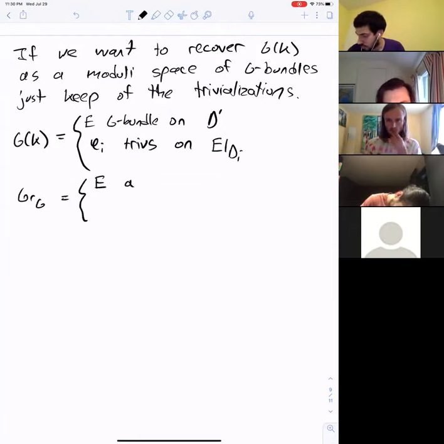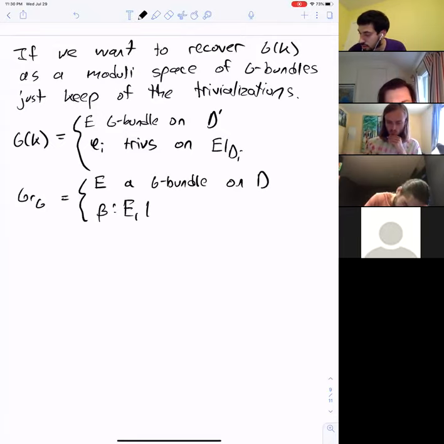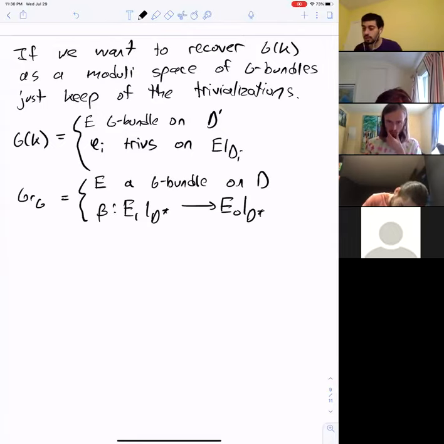But you take E, a G bundle on the formal disk, and then beta, an identification away from the origin with the trivial G bundle. So E naught is the trivial G bundle. So how do we want to think about this? Essentially, we have a G bundle on the disk, and we have a trivialization of it on D star, on the punctured disk.